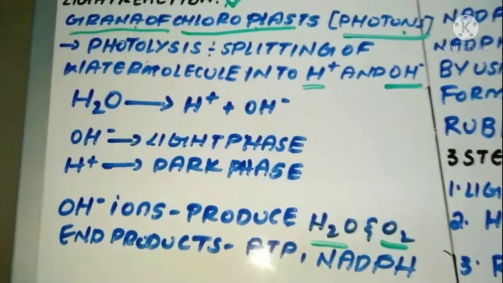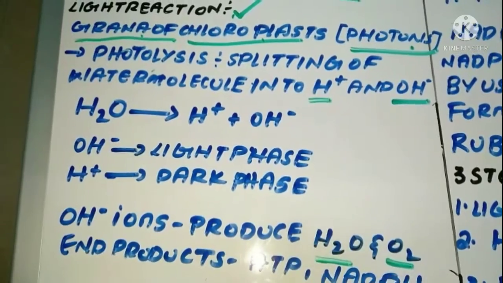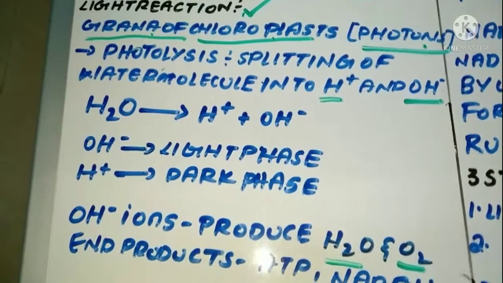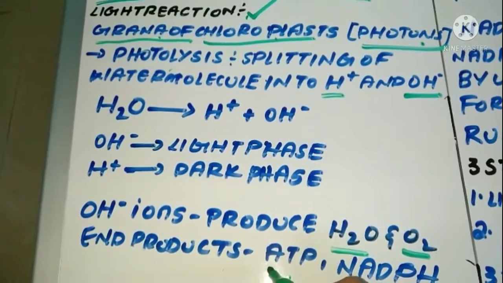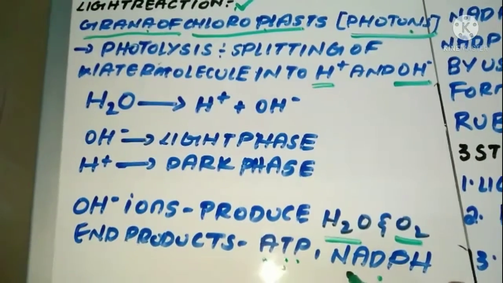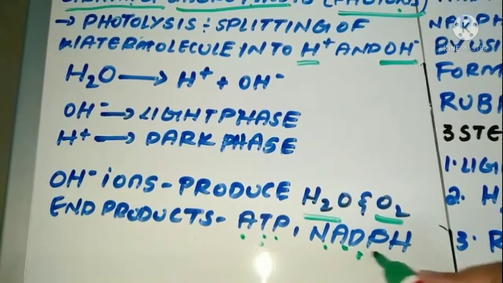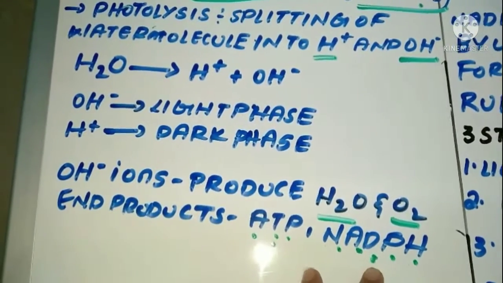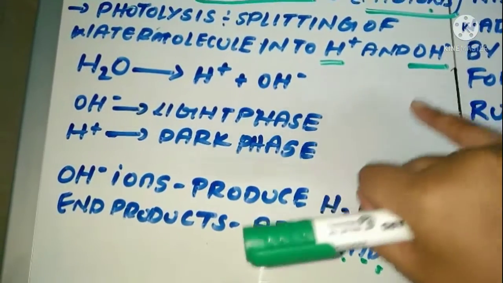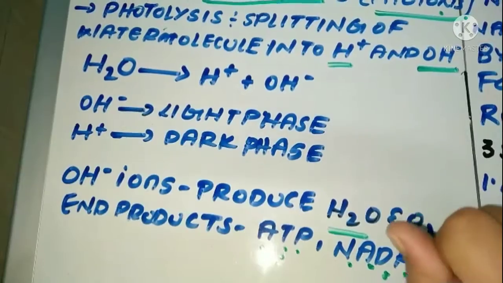The two end products of the light phase are ATP and NADPH. ATP is adenosine triphosphate and NADPH is nicotinamide adenine dinucleotide phosphate hydrogen. These are the two end products of the light phase. The light phase can also be called light reaction, light dependent reaction, or photochemical phase.